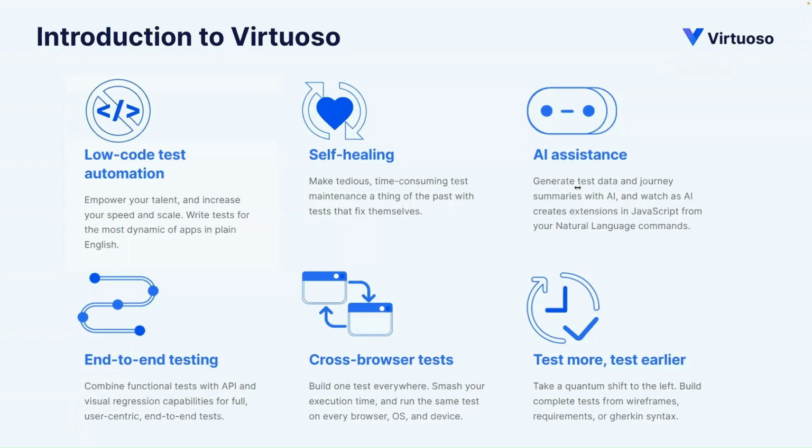Cross-browser testing enabled as well. You can test your applications across different browsers, different environments, Windows, Mac OS, Linux, mobile-based. So all of those things. And a quantum shift to the left of your sprint board, basically. So the earlier you find bugs, the earlier you test, then your regression packs are more healthy, and so on and so forth.